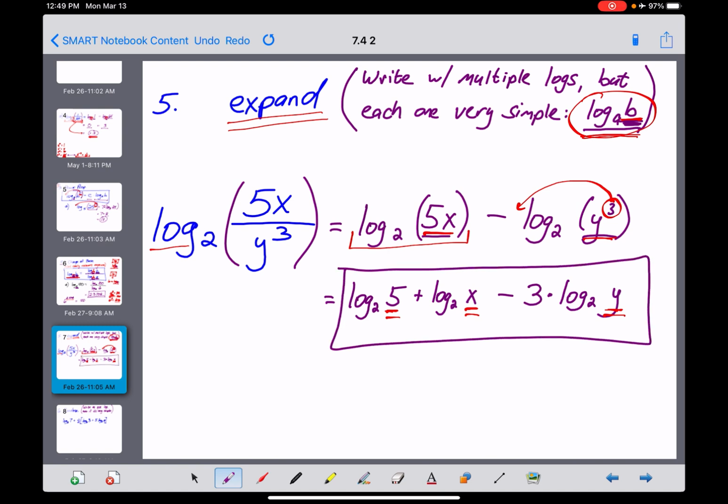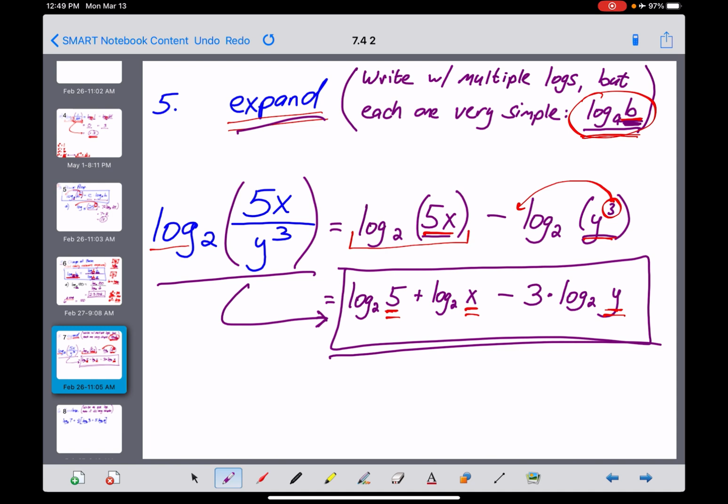And that's what it would look like to expand this one complicated logarithm into, it turned out to be 3 very simple logarithms. But with addition, where there used to be multiplication, subtraction, where there used to be division, and a coefficient where there used to be an exponent. All right, so that's what this problem would look like here, and that's our answer for problem number 5.